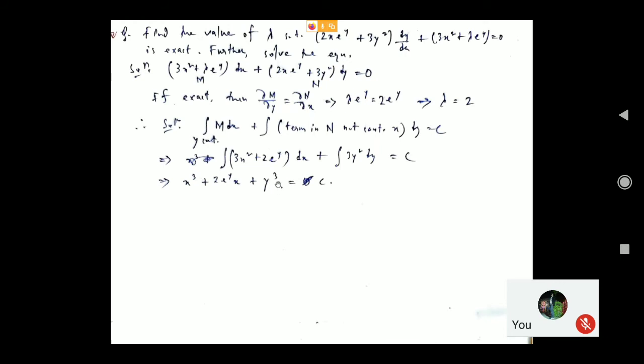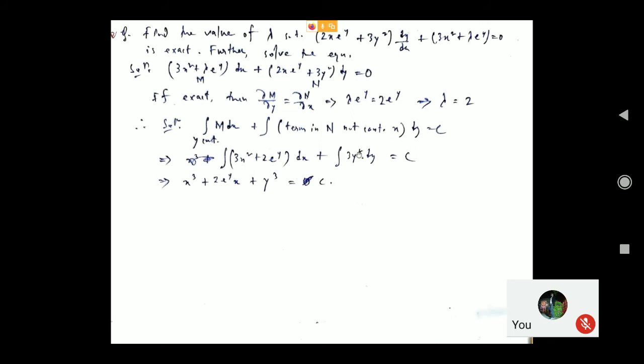It is not y cube. 2 e to the power y, if you integrate, you will again get 2 e to the power y only. So here you will have 2 e to the power y equal to c. So understood the exact method? First you check whether the differential equation is exact or not by this condition. If it is exact, the solution can be obtained like this.